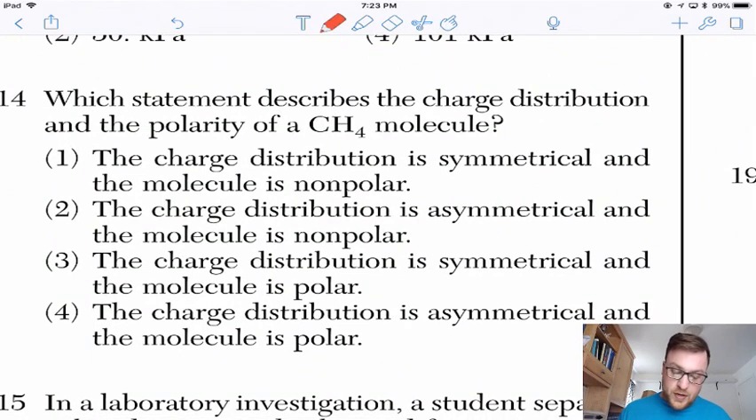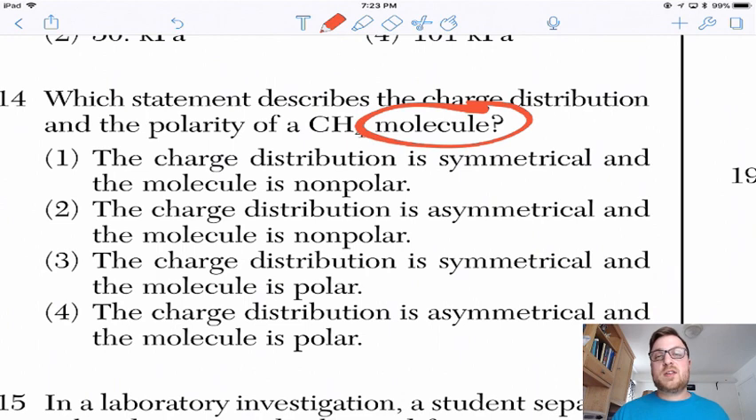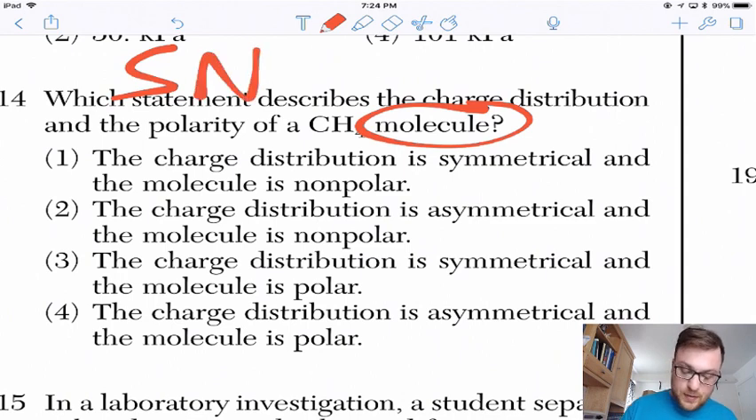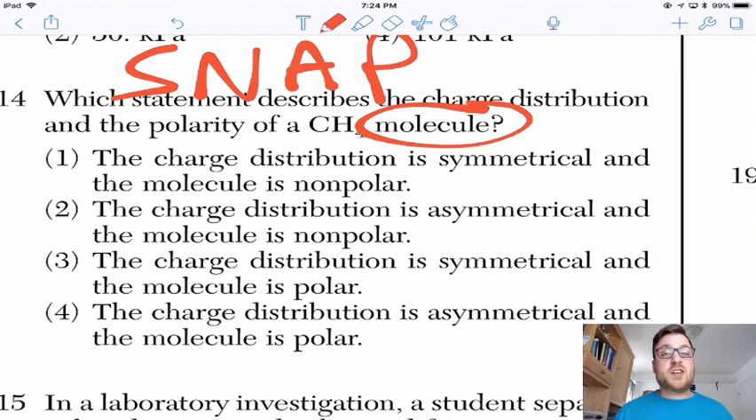14. Which statement describes the charge distribution and the polarity of a methane molecule? So, when you see the word molecule, you should think to yourself, snap. Symmetry, nonpolar. Asymmetry, polar. Now, since the question didn't tell you if CH4 was polar or nonpolar, and is relying on you to figure that out, the only way you should be able to do it is to draw it out.